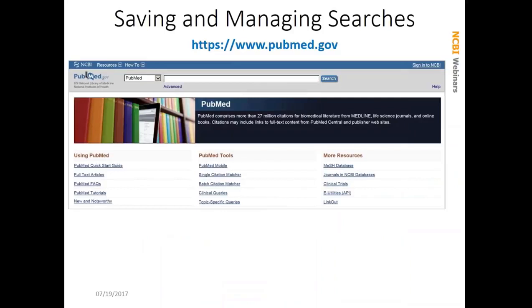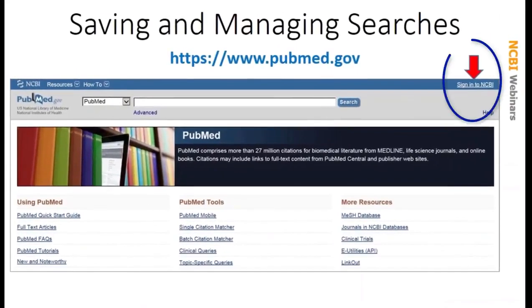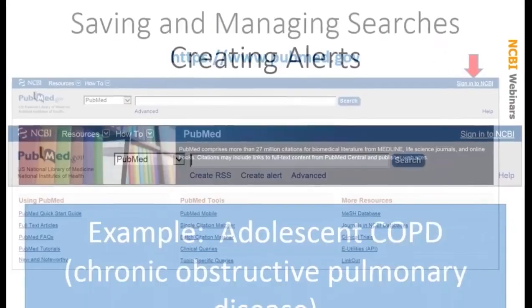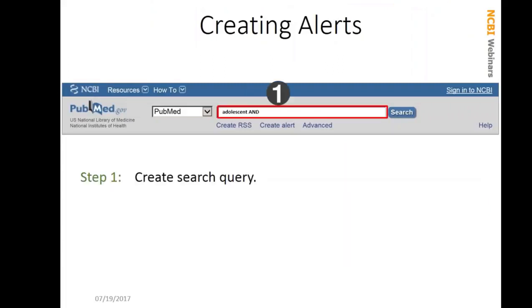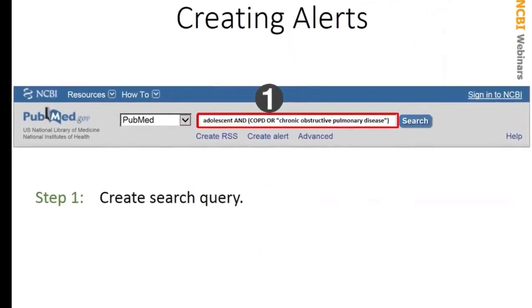The easiest way to begin is at the PubMed homepage located at www.pubmed.gov. If you're not already signed into NCBI, don't worry, you'll be prompted later. For my example, I am automating my PubMed search for adolescent COPD. Step 1 is to enter my query or search terms.